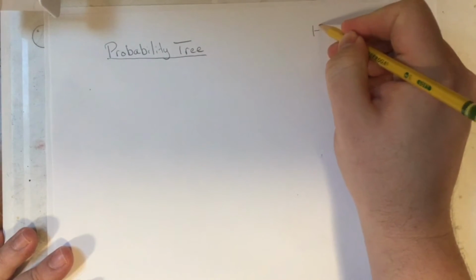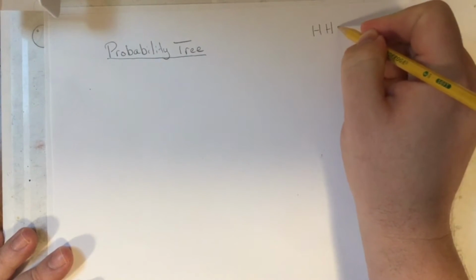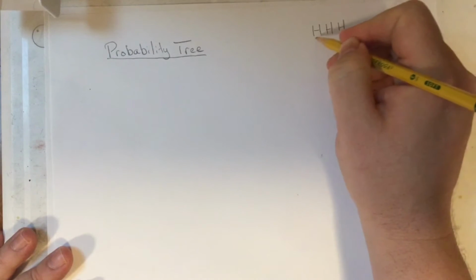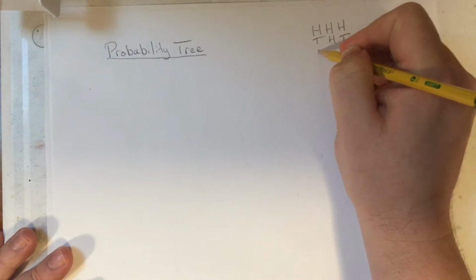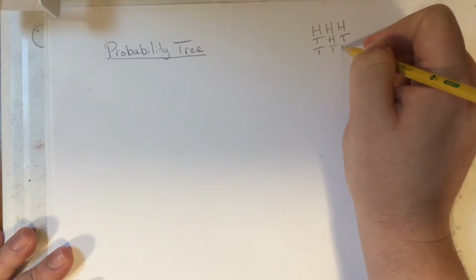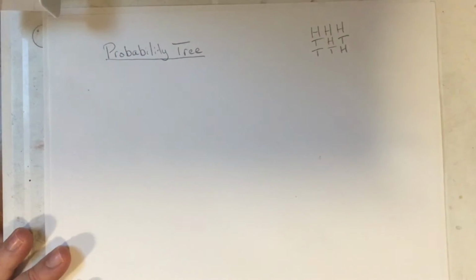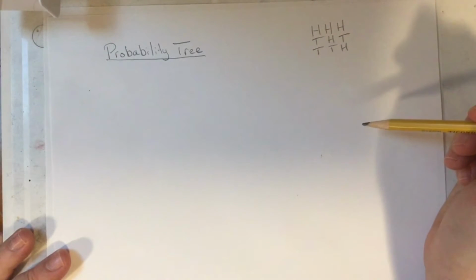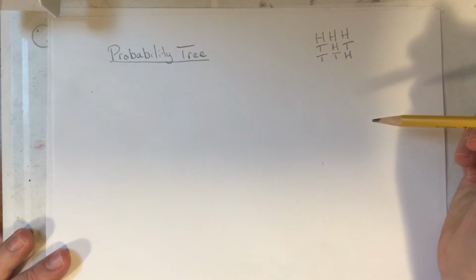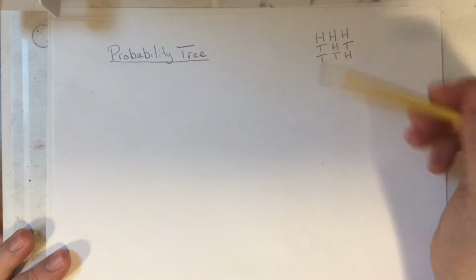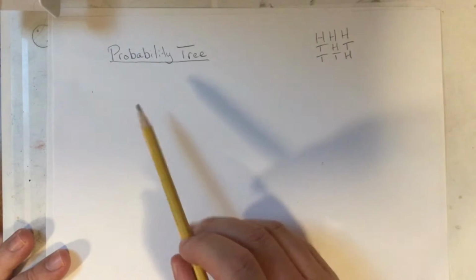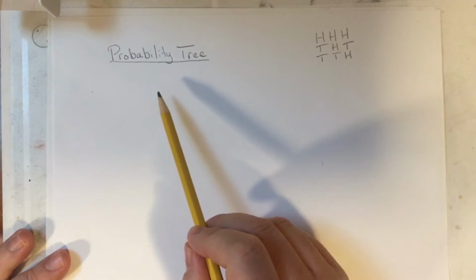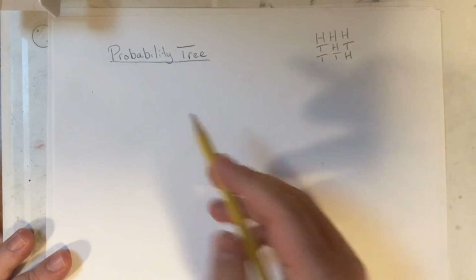Now, we could just start listing combinations like, well, I know I could get a heads and a heads and a heads, or a tail and a heads and a tail and a tail and a tail and a heads, but it's going to take a lot of work, and I'm never going to know if I'm missing one or not because I'm not keeping this very organized. So the probability tree is a way to keep things organized, and it works like this.